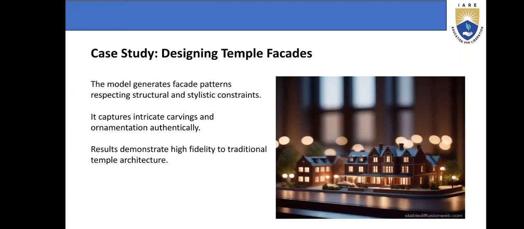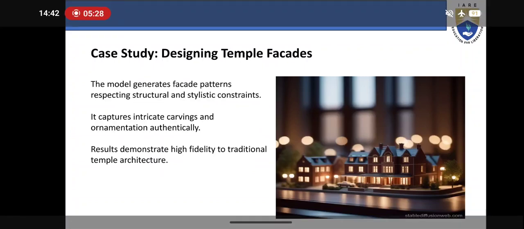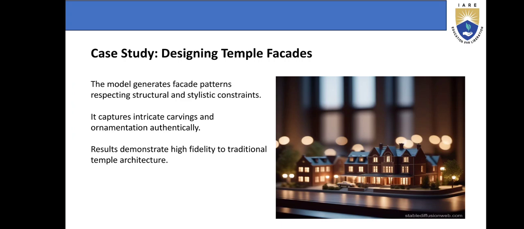Case study: designing temple facades. The model generates facade patterns respecting structural and stylistic constraints. It captures aesthetic carvings and ornamentation authentically. Results demonstrate high fidelity to traditional temple architecture.